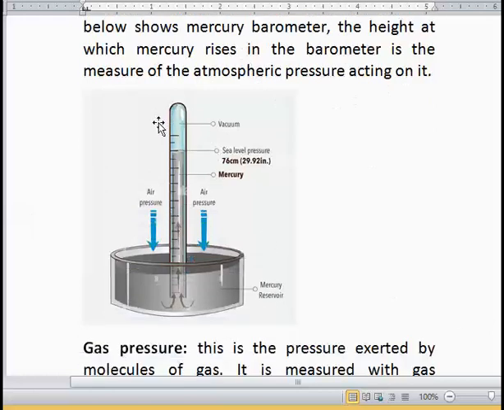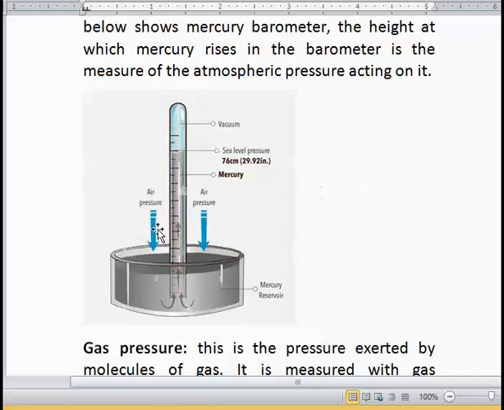So this is a diagram of a mercury barometer. A test tube is inverted in a trough of mercury, and what happens? Mercury rises in that test tube. The height to which this mercury will rise is a measure of the atmospheric pressure acting on that area.